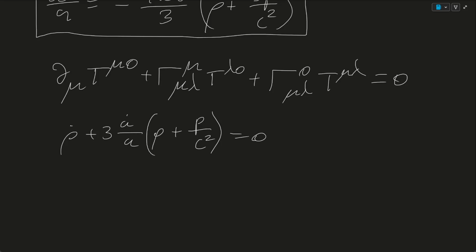So 3a dot over a is 3H. This is the fractional rate of volume expansion. If you have a sphere of radius a, it'll have a volume of a cubed. So d/dt of ln V is 3 a dot over a. And that's where that comes from. The rho dot term is minus 3H times rho plus p over c squared, or rather just rearranging.